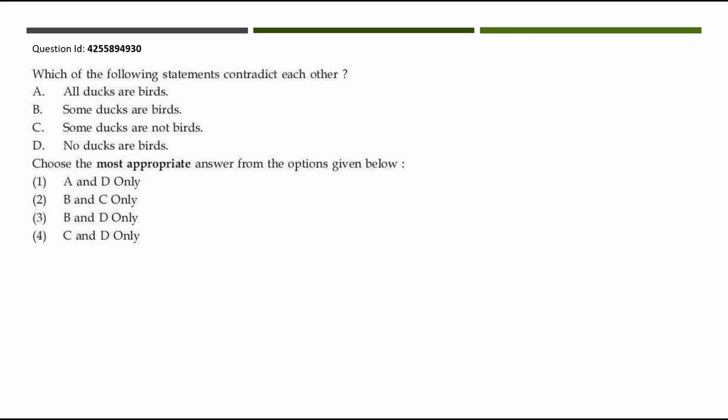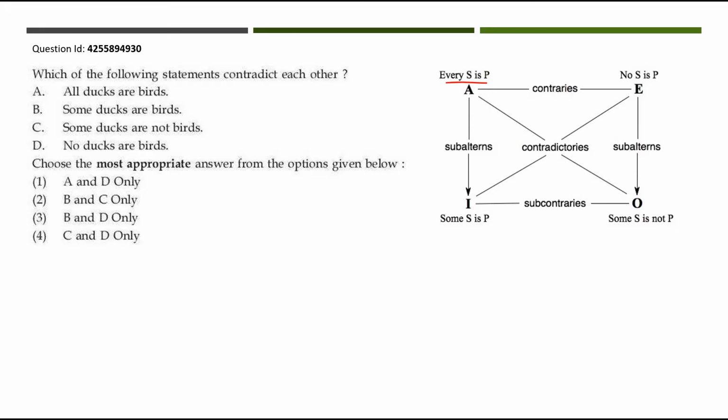Which of the following statements contradict each other? We have to find the contradictory statements now. Every S is P and some S is not P are contradictories. No S is P and some S is P will be contradictories. So when they say everything is something but they deny some of it are not, that will become contradictory. When they say nothing is so but something is so, that is contradictory statements.